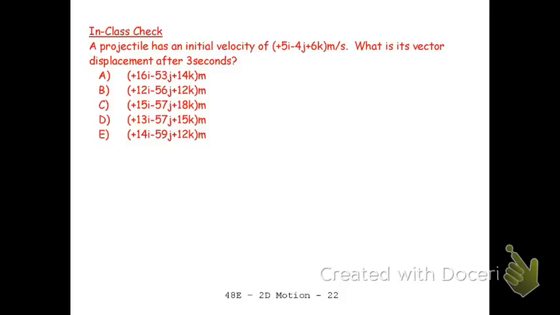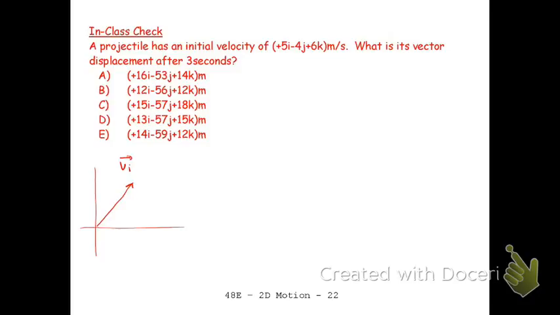And we have an example here. A projectile has an initial velocity of that, and what is its vector displacement after 3 seconds? Very little said on this one. So again, it's important to visualize. I'm not going to make any attempt to draw this to scale. It's a vector. There's my initial velocity. So this is my vi.